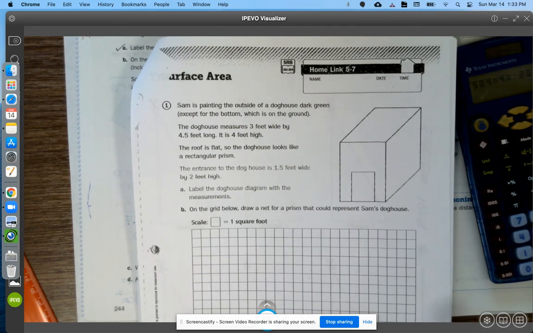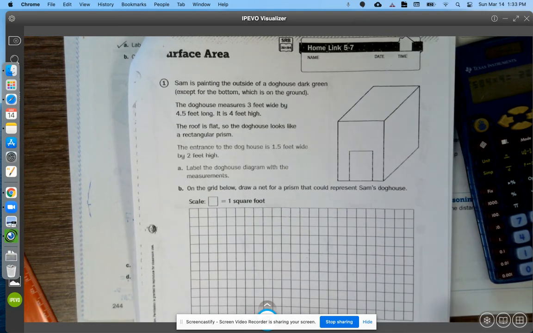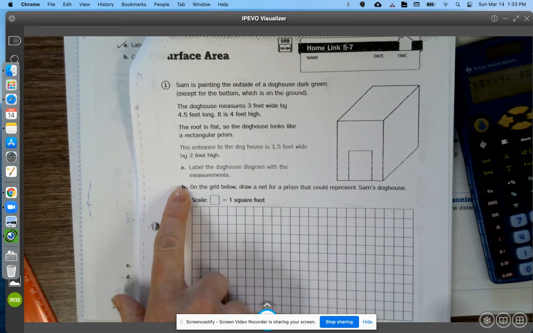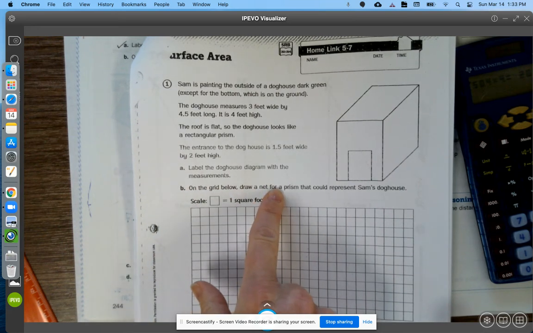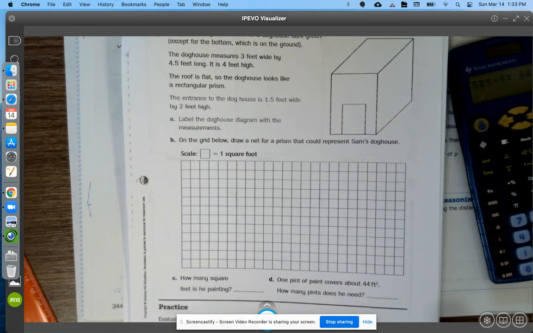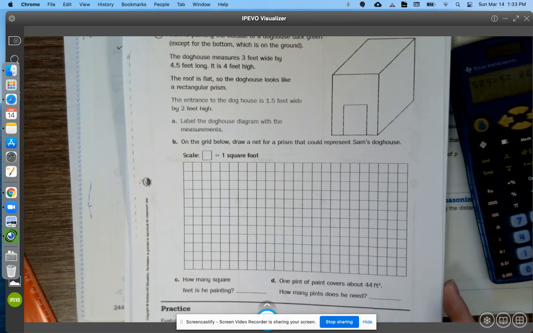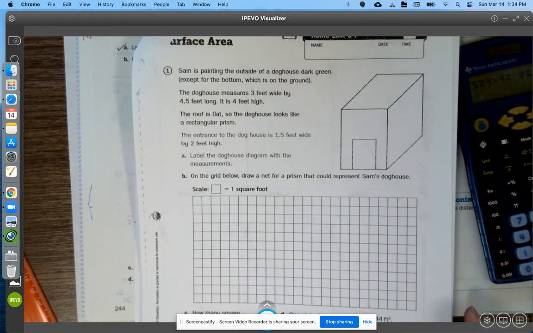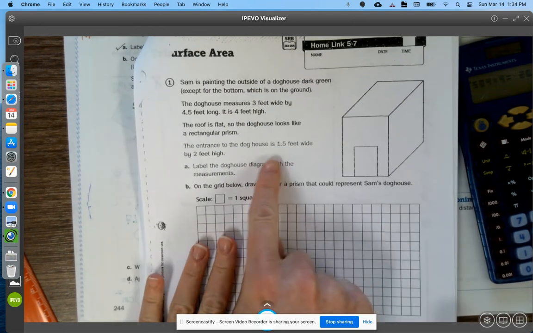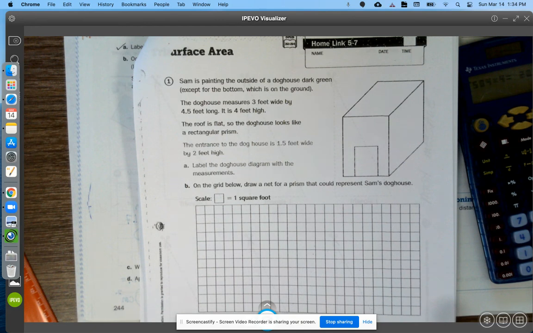Okay, so what you're going to be working on with this today is very similar to what we just did. You're going to be A, labeling the doghouse with measurements, B, drawing a grid to show the net of this doghouse, and then Sam, the kid, is going to be painting it, and so you're going to be calculating the surface area. So I'm going to leave that to you today to try on your own. It's really good practice of drawing the net based on measurements and then calculating that surface area. Okay, so post that in Canvas when you finish it, and good luck.